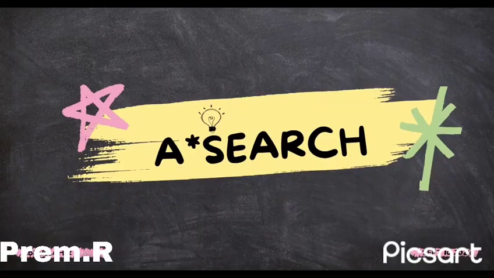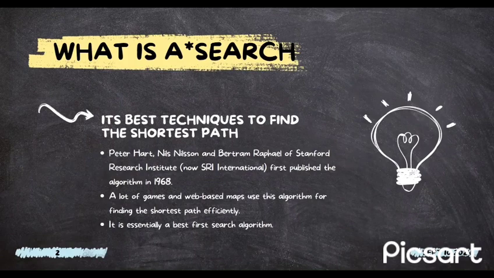Department, and today we are going to see about the A star search algorithm. So, what is A star search? It is one of the best techniques to find the shortest path. For example, if we are given a binary tree and we are asked to find the goal state with the shortest path, then we have to use A star search to find the shortest path.